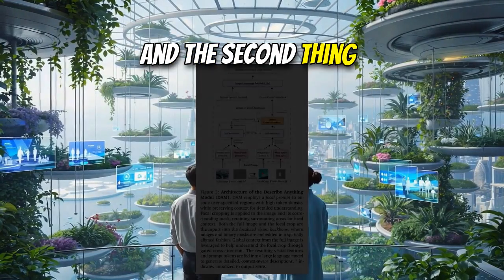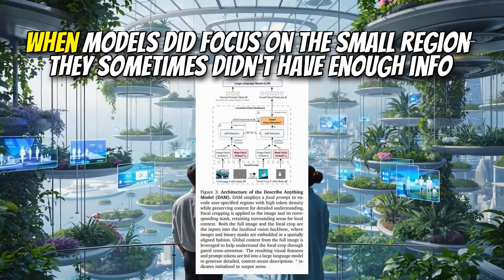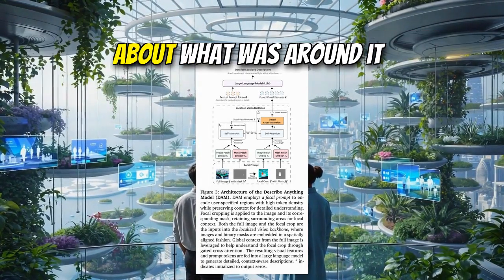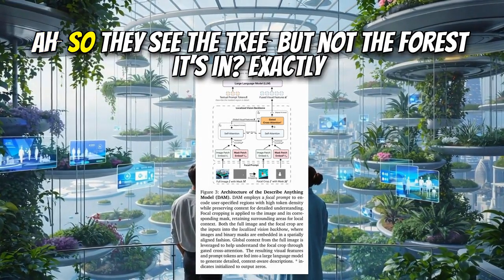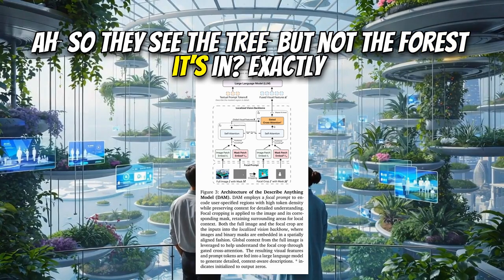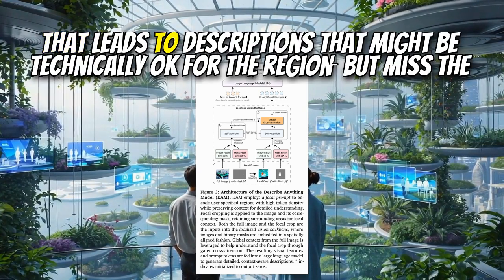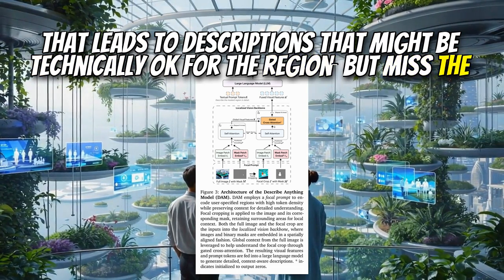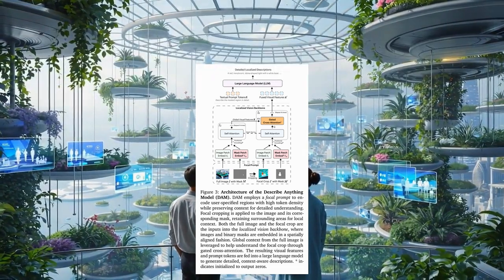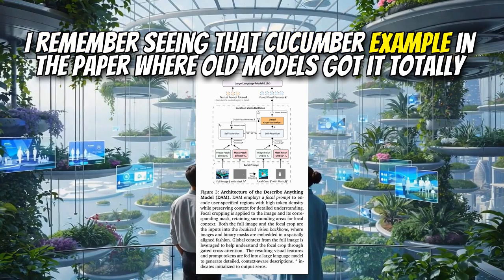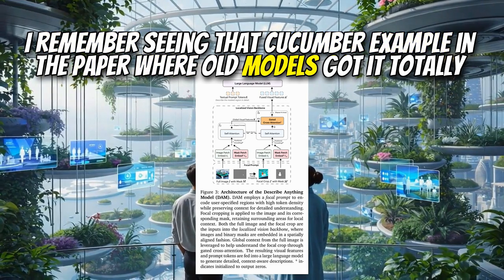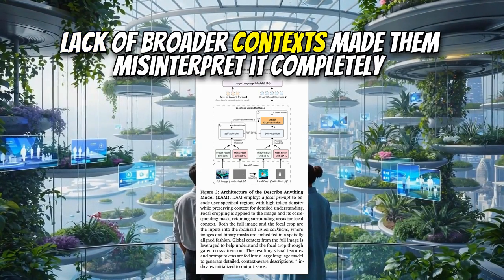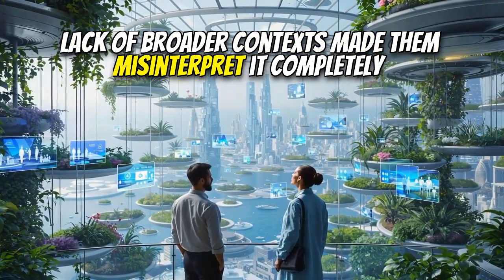Okay. And the second thing? The second issue is context. When models did focus on a small region, they sometimes didn't have enough info about what was around it. So they see the tree but not the forest it's in? Exactly. That leads to descriptions that might be technically okay for the region, but miss the mark contextually. Gotcha. I remember seeing that cucumber example in the paper where old models got it totally wrong. Yeah, that one really shows the problem. Lack of broader context made them misinterpret it completely.